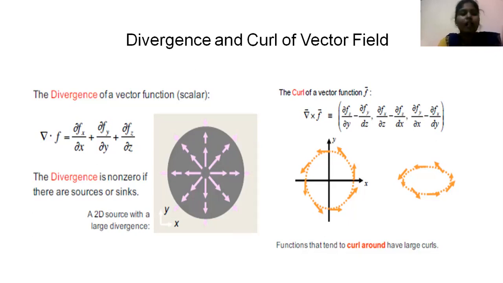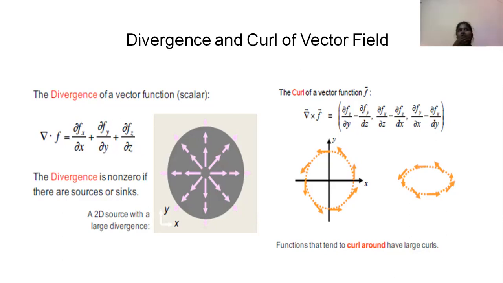So del dot F, or del dot A, or del dot any vector, gives that divergence. Divergence measures how much the vector spreads out from a point. So the divergence is how much this vector is spreading into the space, how much it is spreading from a given point. That is given by the divergence.